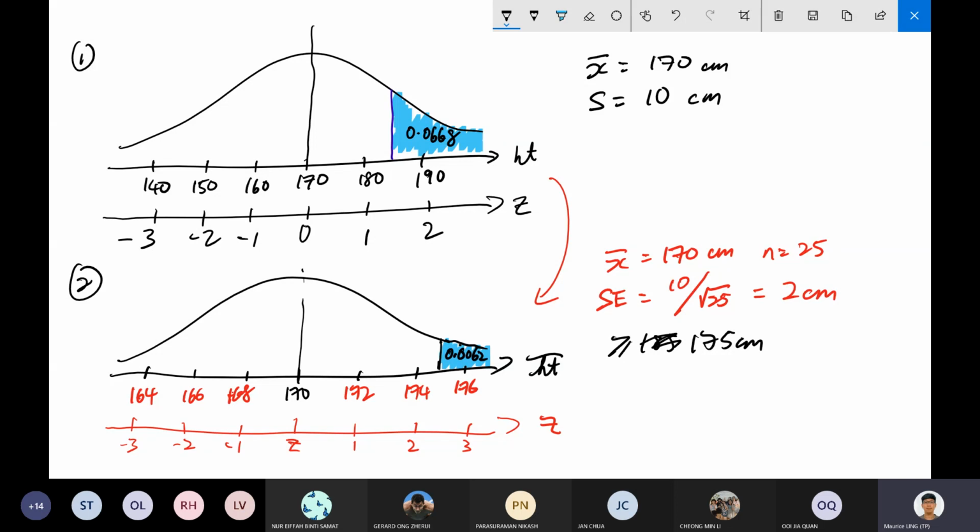Because the unit are different. This is height, this is average height. So that's the important part. The question is just a few words difference only. So please do not misread the questions. There are students who misread the question and then get the whole question wrong.